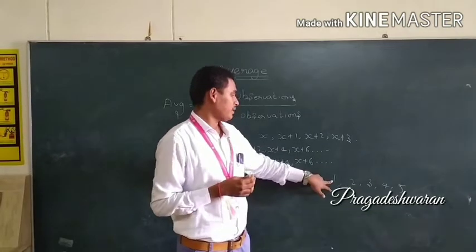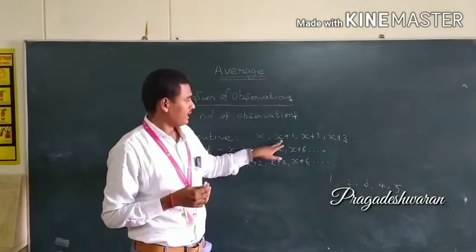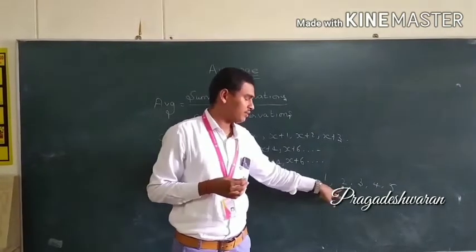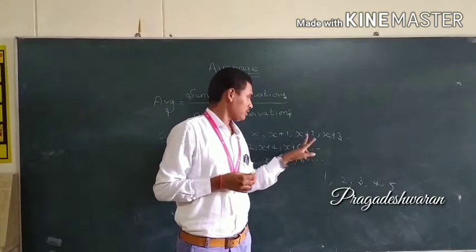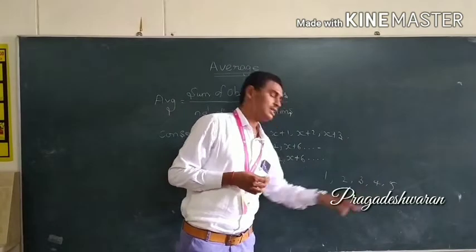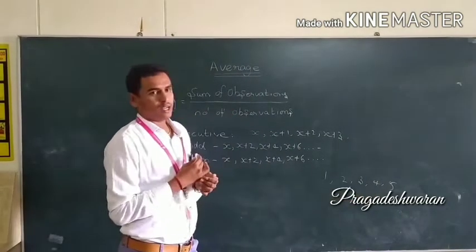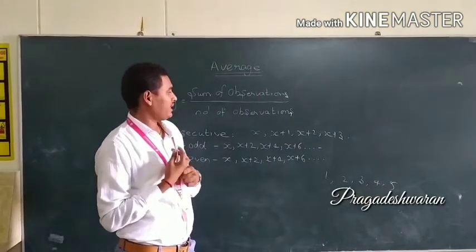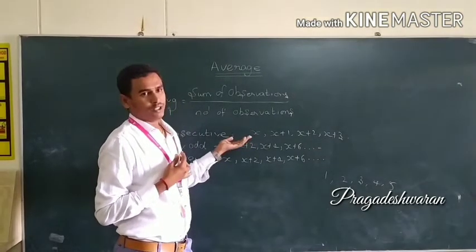So for example, if you are taking x to be 1, then x plus 1, so 1 plus 1 resultant will be 2. Then 1 plus 2, the resultant will be 3. Again 1 plus 3, the resultant will be 4. If it is in this format, then we are saying this number to be a consecutive numbers.